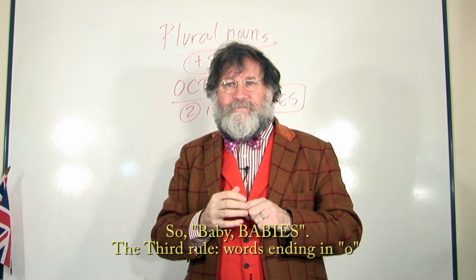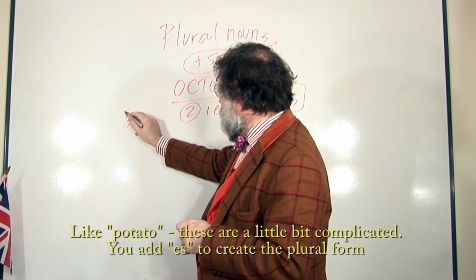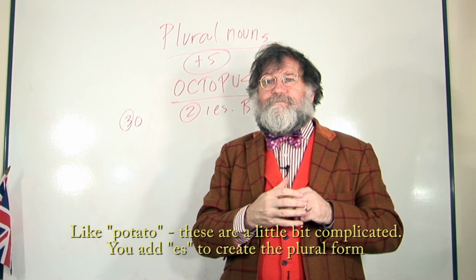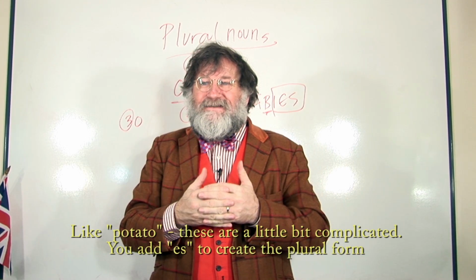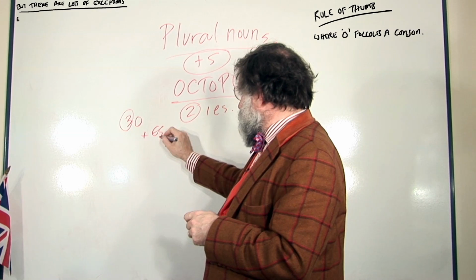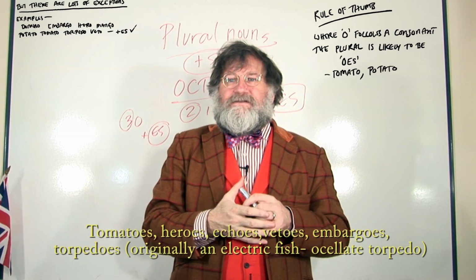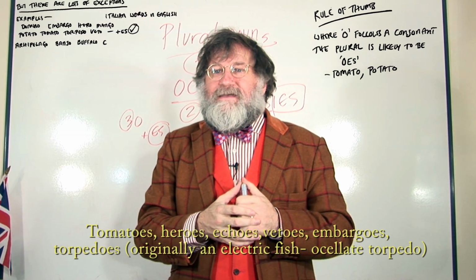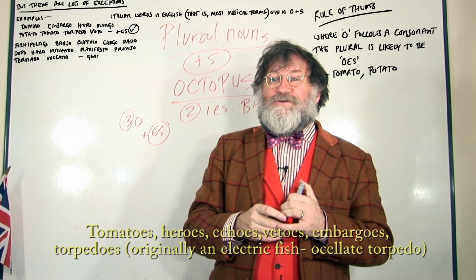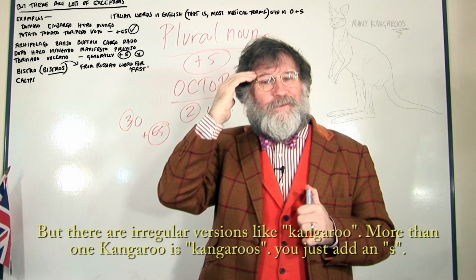Okay, baby, babies. The third rule, words ending in O. This is our third rule. Words ending in O, like potato. These are a little bit complicated. You add ES. Tomatoes, heroes, echoes, vetoes, embargoes, torpedoes. But there are irregular versions like kangaroo.